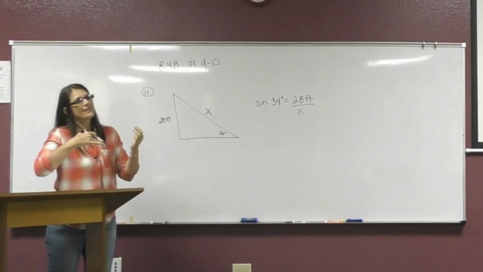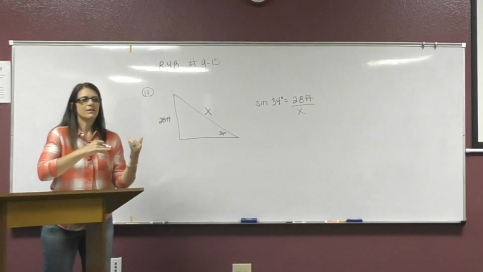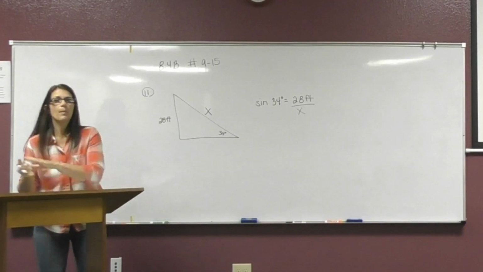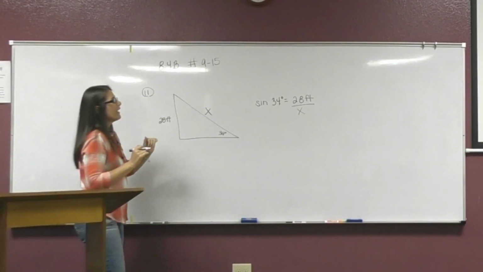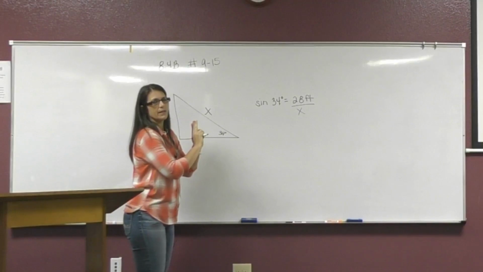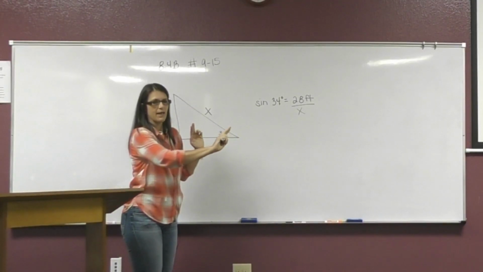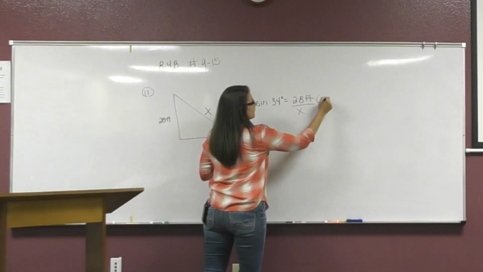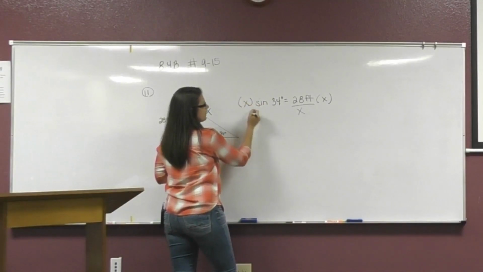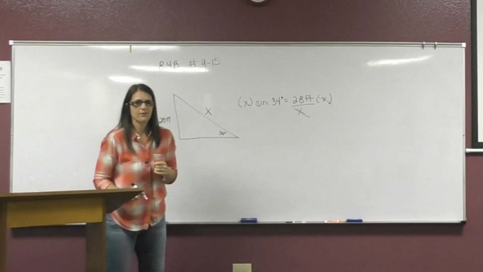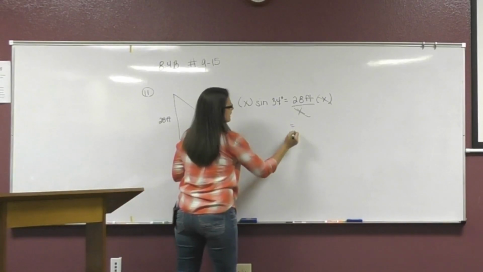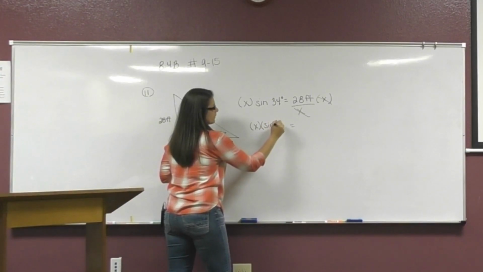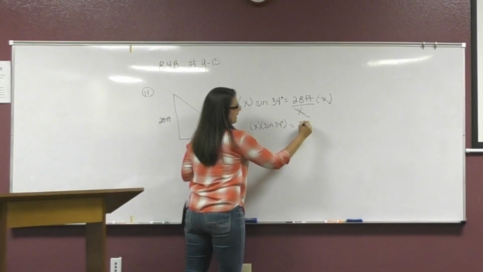Now, x is in the denominator, and I can't solve for x while it's down in the denominator, so I have to get him up to the numerator, okay? So I'm going to multiply both sides by x, okay? That is going to get him out of the denominator, all right? So I multiply both sides by x. That gets rid of that guy. So let me just clean it up a little bit. I've got x times the sine of 34 degrees equals 28 feet.